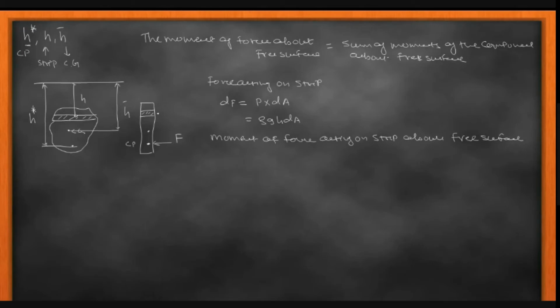So this is the strip on which the force dF is acting, and we need to take the moment. The distance between this reference plane, that is the free surface, and the center of gravity of the strip is h. So the moment becomes h into dF. I just put down the value of this dF. We get h into rho g h into dA. So here we get rho g into h square into dA.